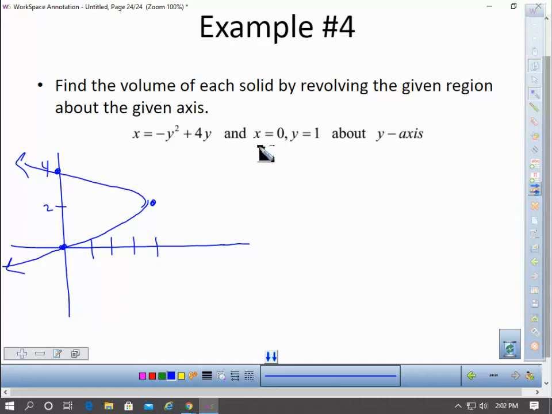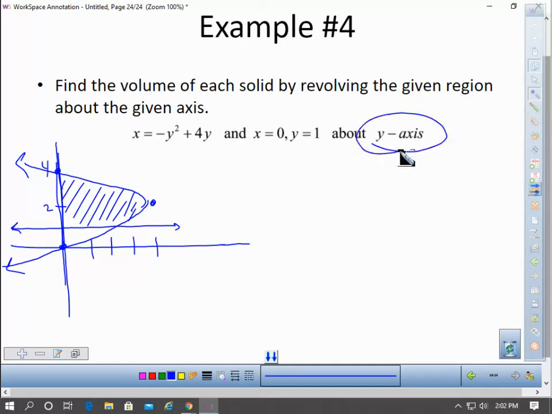Okay, now I've got x equals 0, which is the y-axis. And then I've got y equals 1. So then I've got a horizontal line here at y equals 1. So I've got the region in between all three of these. So in between the parabola, the y-axis, and the line y equals 1. So it's this region here. Okay, that's the region I'm doing.